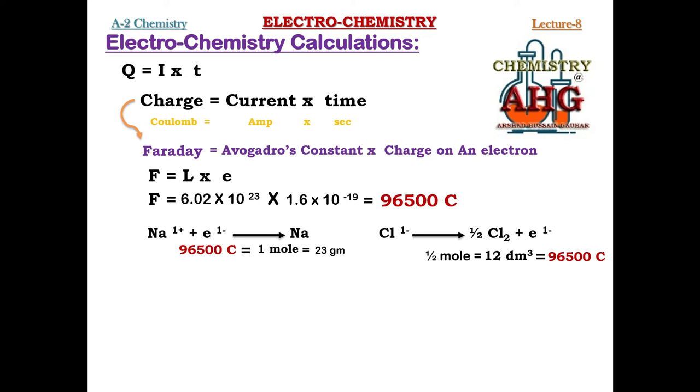So you must remember, when you are solving numerical problems for electrochemistry, if in a chemical equation you are using 2 mole of electrons or 3 mole of electron, you will have to multiply this constant value 96,500 coulomb by the number of mole of electron in the balanced chemical equation. Okay, I will show you in some examples what I'm talking about.